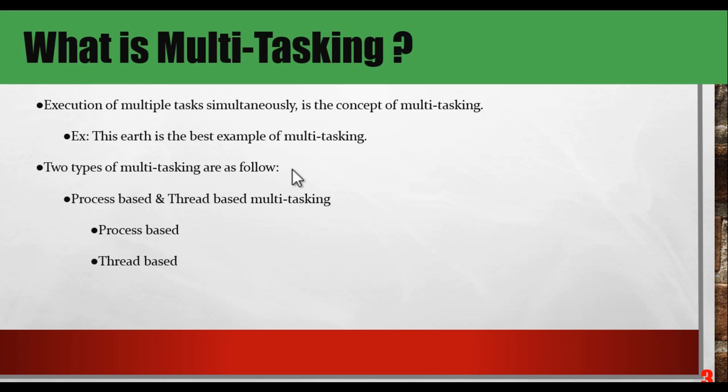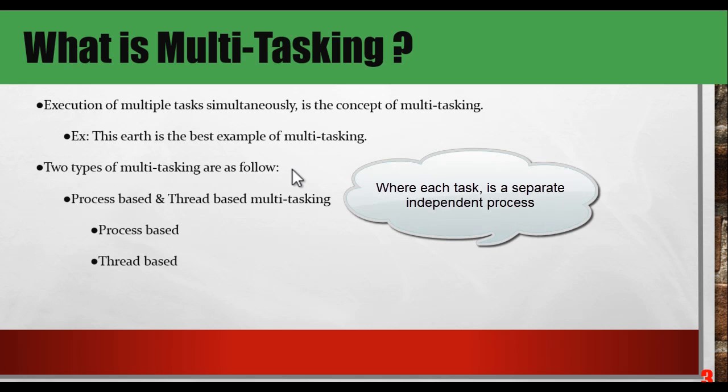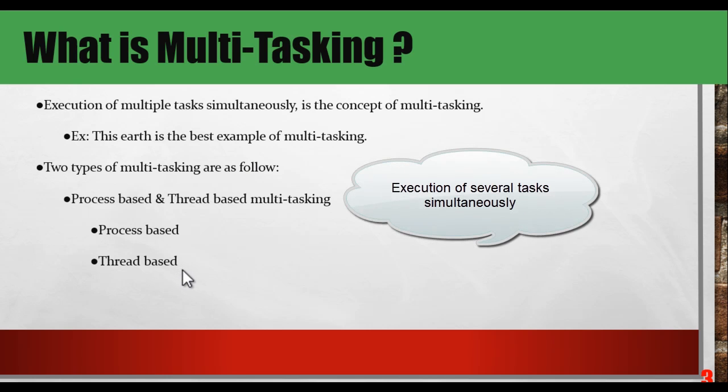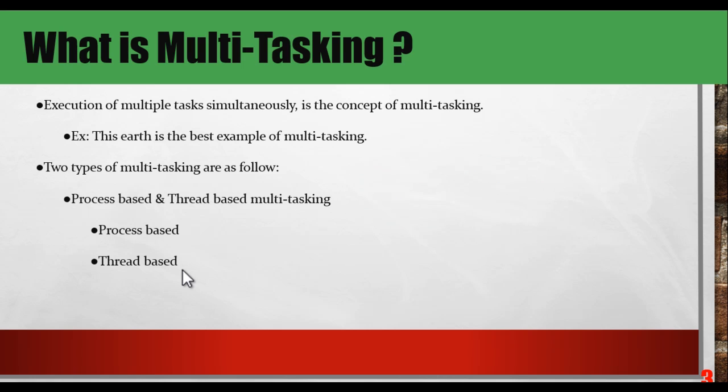We have two types of multitasking, which are as follows: process-based and thread-based multitasking. Let's talk about process-based multitasking. Execution of several tasks simultaneously where each task is a separate process. Such type of multitasking is called process-based multitasking. While in thread-based multitasking, we have execution of several tasks where each task is a separate independent part of the same program. Such type of multitasking is called thread-based multitasking.